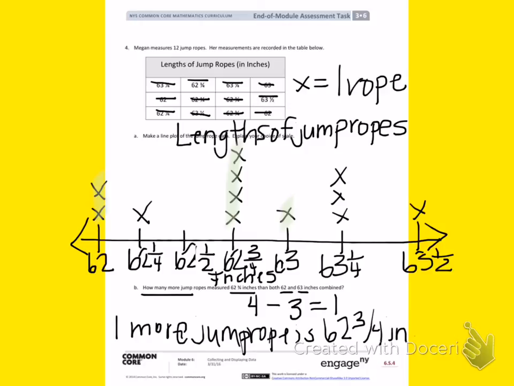Looking back at letter A, I did skip a part that explains why I chose that scale. Make sure you think about why we decided to count by fourths on letter A and write about on your own why we chose to count by fourths.